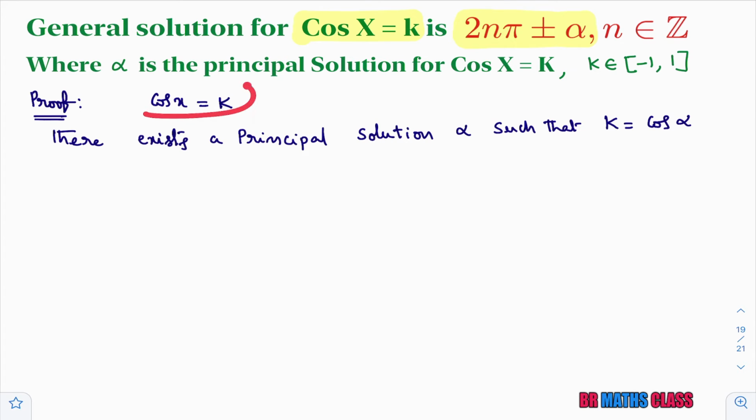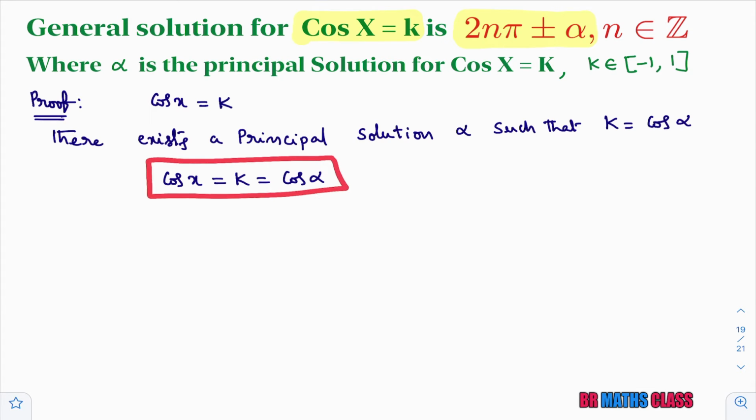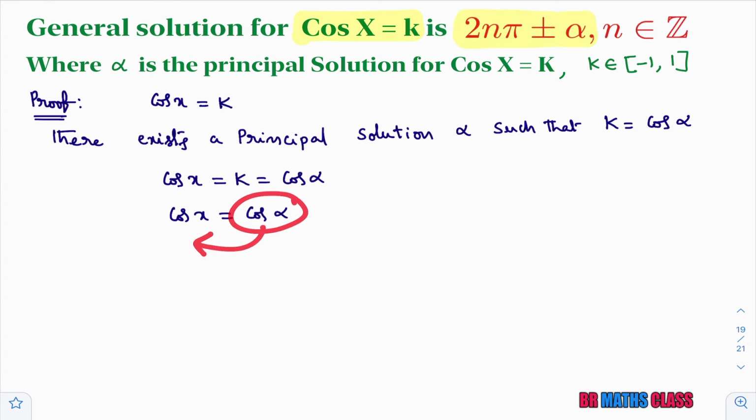Now, the given trigonometric equation is cos x equal to k. You take cos x equal to k. Now, you observe here, k can be written as cos alpha. So, I'll write k as cos alpha. From this, I can write cos x equal to cos alpha. Now, here cos alpha is there. You take it to the left hand side. Then what will you get? You will get cos x minus cos alpha equal to 0.